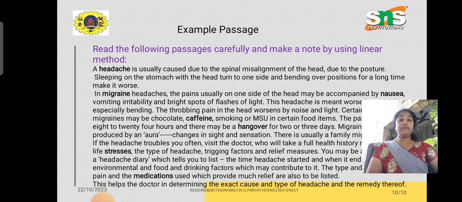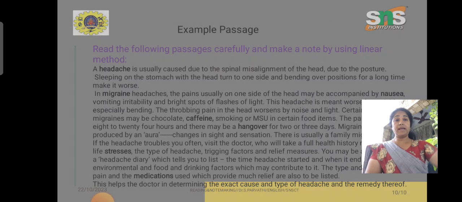So here I have given an example passage. You have to read the complete passage. This complete passage is talking about headache. There are two types of headache. One is migraine headache and the other one is stress headache. So here I have given the symptoms of migraine headache and the symptoms of stress headache and all those things. You have to read the passage clearly.